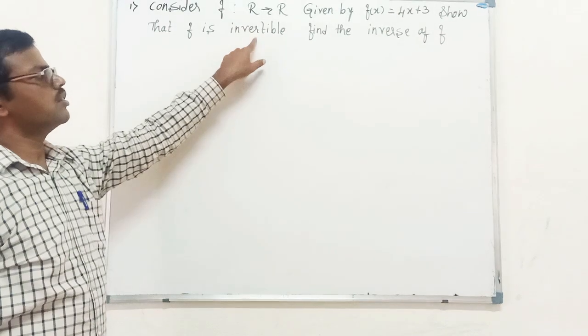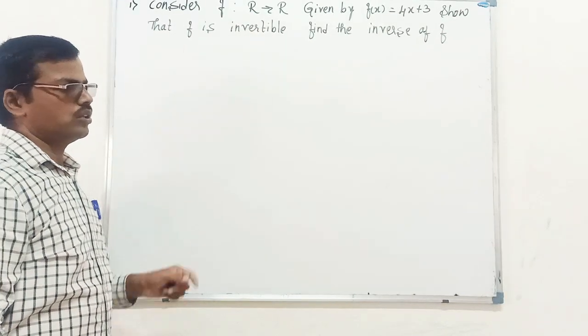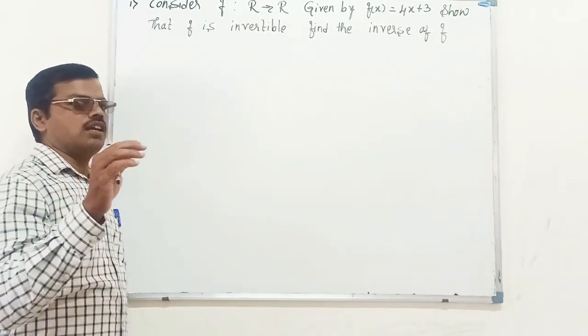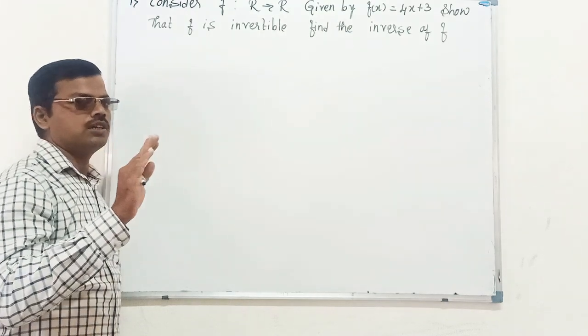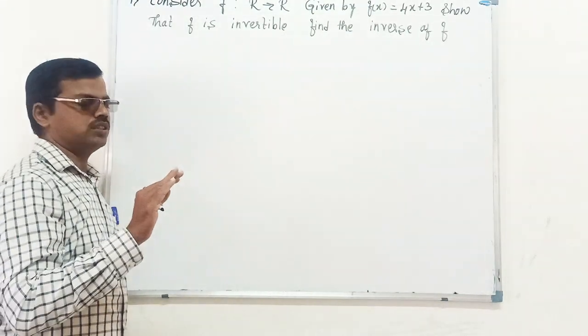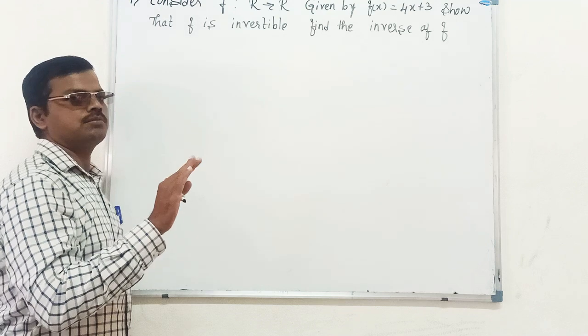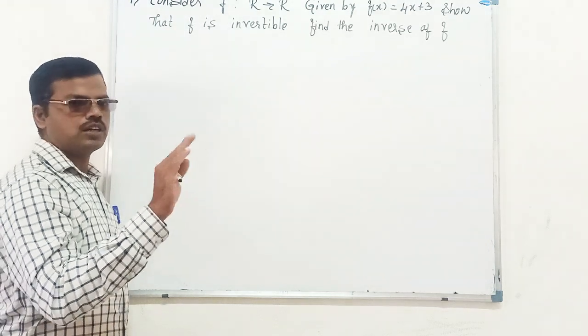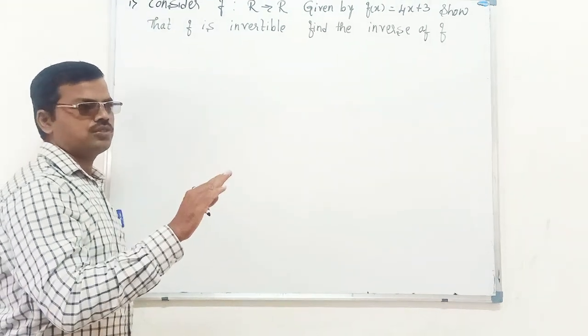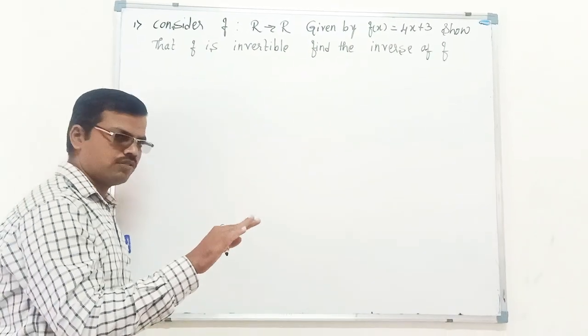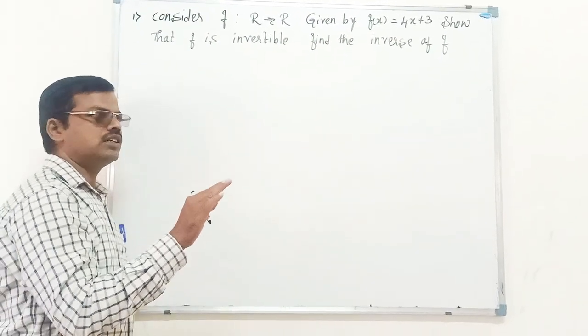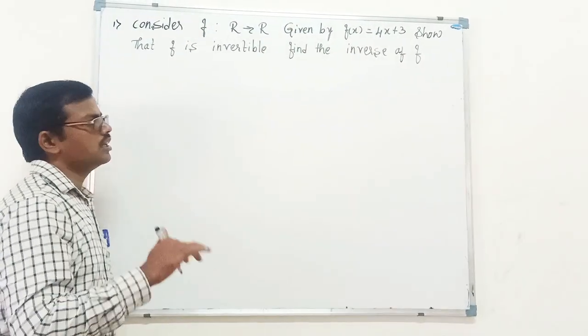A function is said to be invertible only if it is a bijective function. If it is bijective, it means it is one-one and onto. If it is a bijective function, then we say that it is an invertible function. If it is invertible, then it has its inverse.